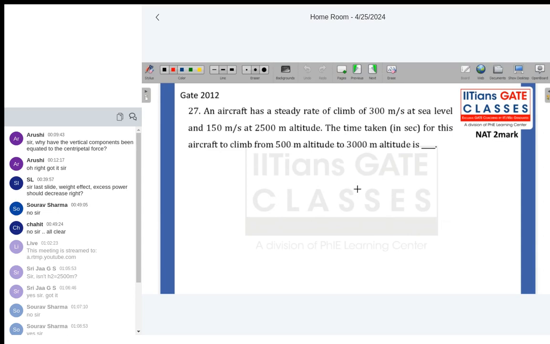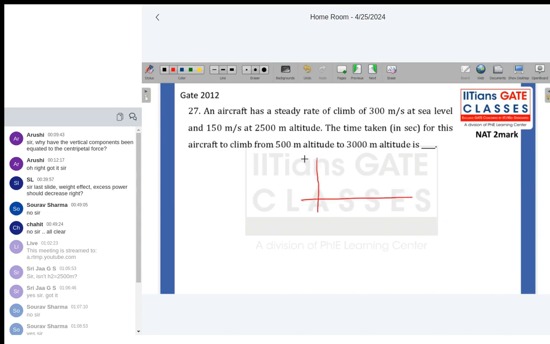We are going to take one assumption. We know that rate of climb decreases with respect to altitude, because excess power decreases. So we'll assume here that it is linearly decreasing with respect to altitude.